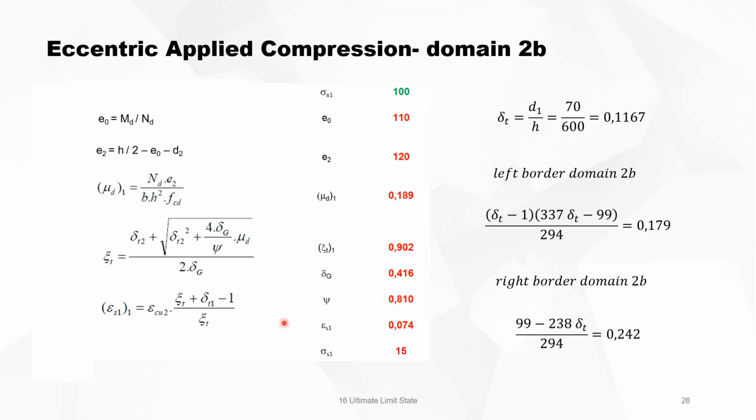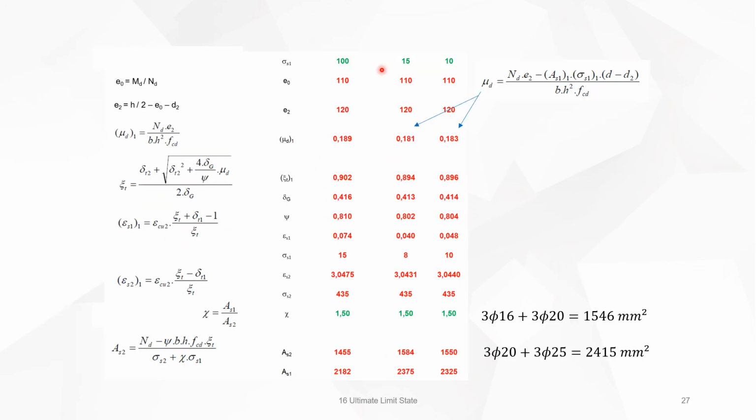And once we got CT, the depth of the neutral axis, we can calculate easily the strain in the reinforcement and the stress in the reinforcement. And we see in our first iteration, the stress is 15 megapascal. So we started with 100 and we end up with 15. That's for the first iteration. So now we'll do a second iteration. That was the first iteration. Now we do the second.